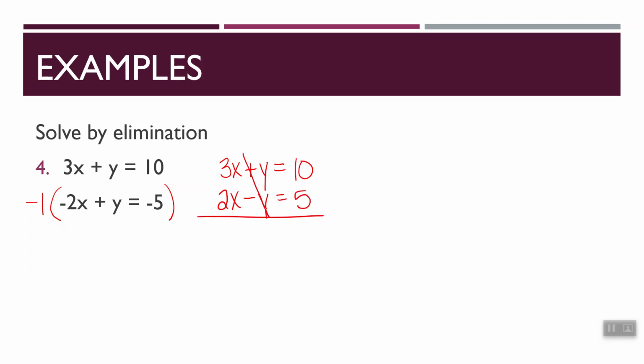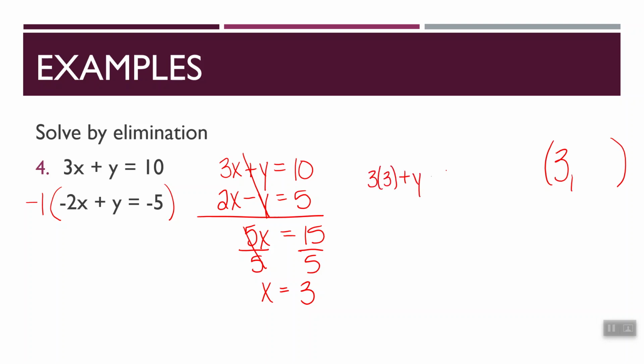Now you can see when I add the two equations together, the y's are going to eliminate. So that's 5x. And it equals 15. So we get x equals 3. And I'll go ahead and plug it into that first equation. So 3 times 3 plus y equals 10. And subtracting 9 from both sides, we get y equals 1. So the solution to this system is 3, 1.